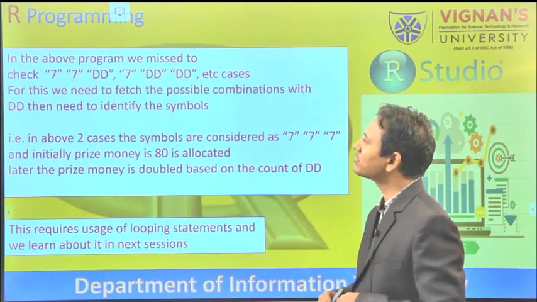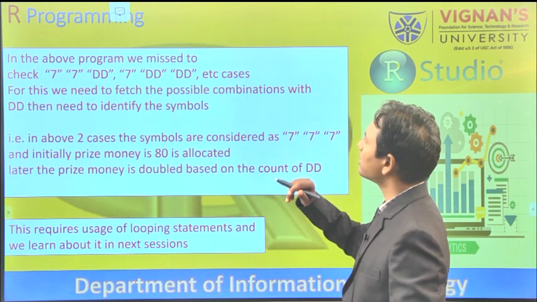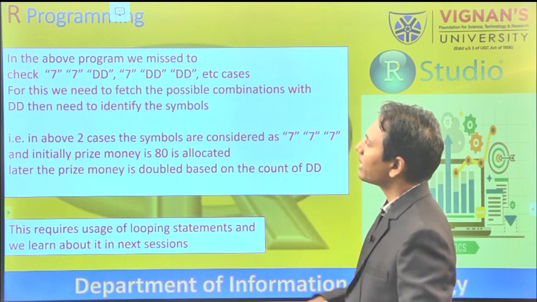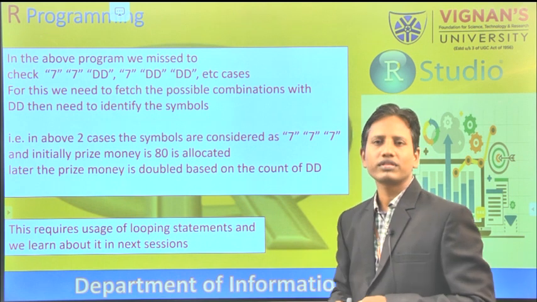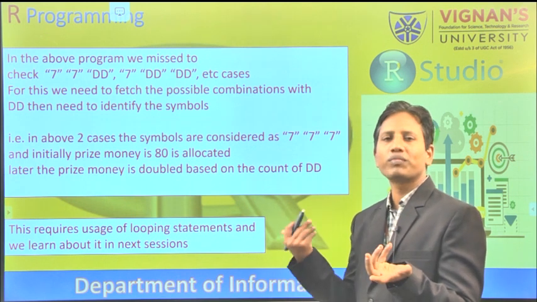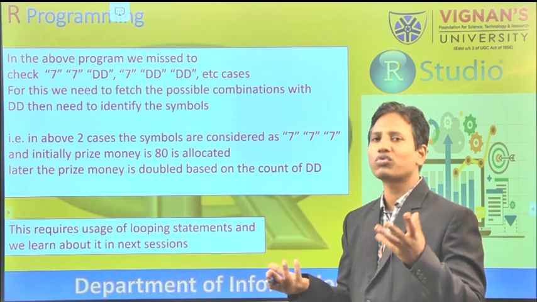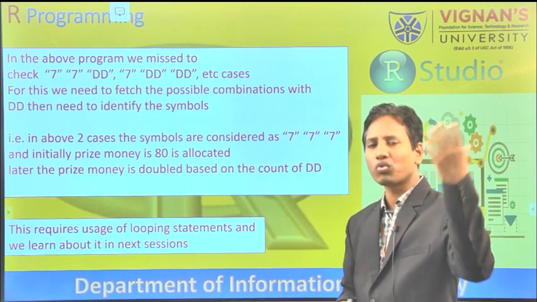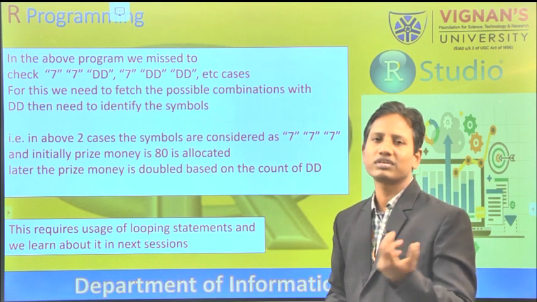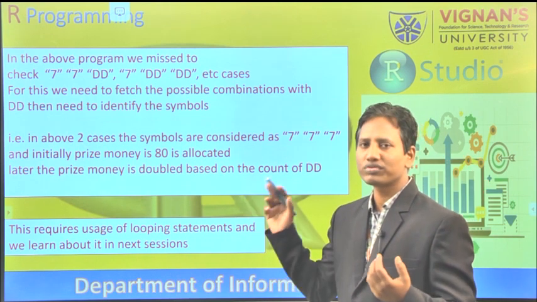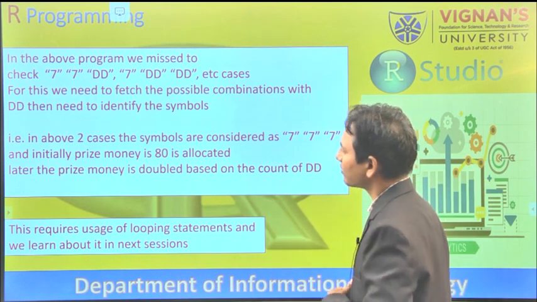In the above program, we have missed checking cases like 77DD. We are not considering how many D's are available. That's the wildcard part we have not considered, because nowhere in the program have we checked this condition. As I told you, we are going to see it in further classes.